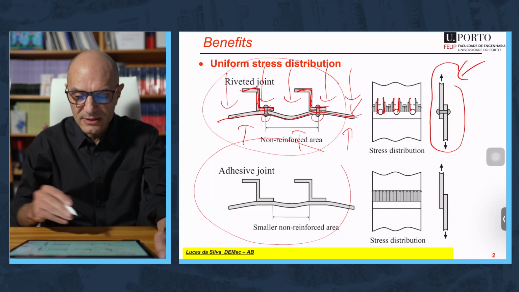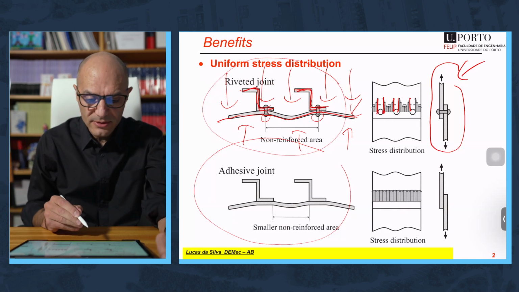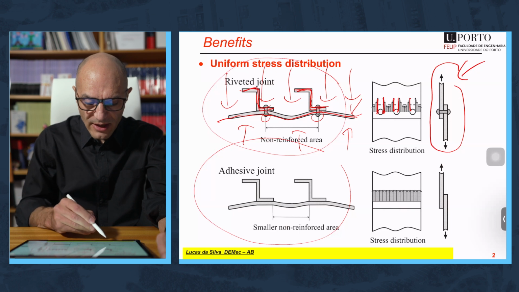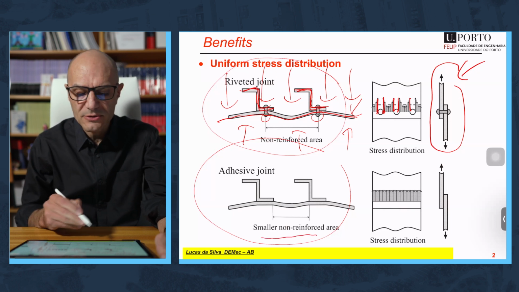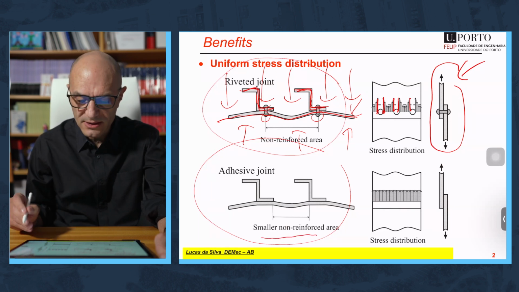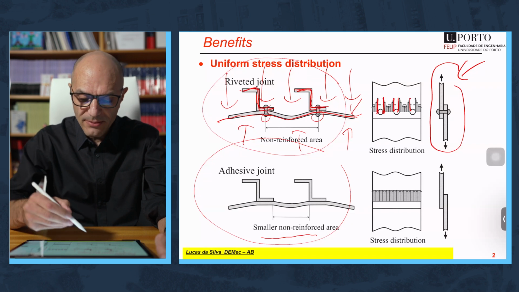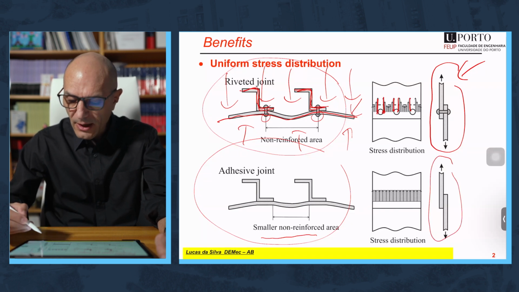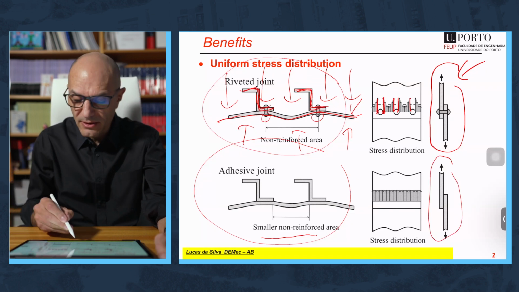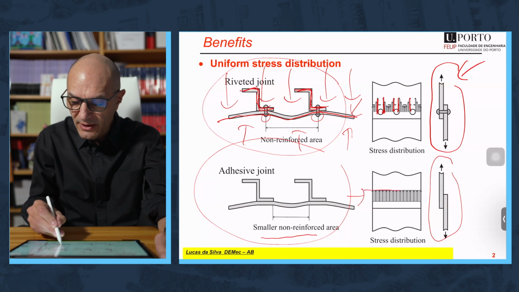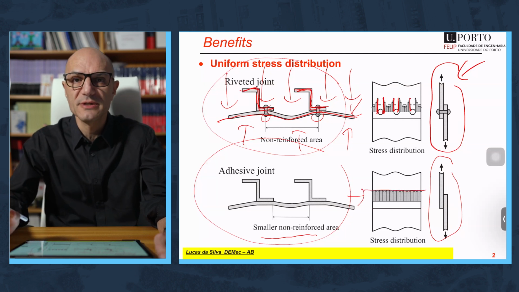Now, if we look at exactly the same, but this case adhesive bonded, first of all, we have a smaller non-reinforced area, so we have a stiffer joint, which is nicer. And then, for the same loading, how is the stress distribution along the width? As you can see here, it is perfectly uniform. There is absolutely no stress concentration.